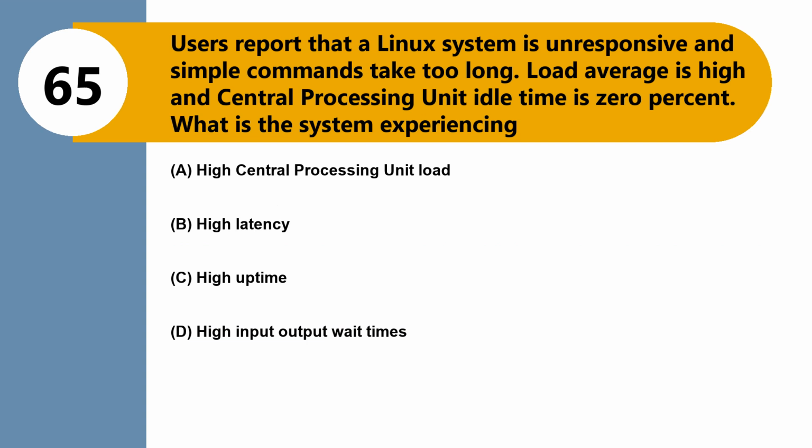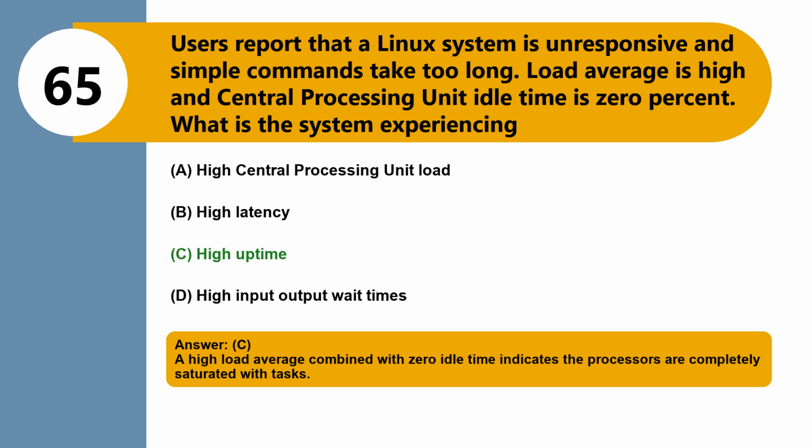Question 65. Users report that a Linux system is unresponsive and simple commands take too long. Load average is high and central processing unit idle time is 0%. What is the system experiencing? Option A. High central processing unit load. Option B. High latency. Option C. High uptime. Option D. High input-output wait times. The correct answer is option C. High uptime. A high load average combined with zero idle time indicates the processors are completely saturated with tasks.